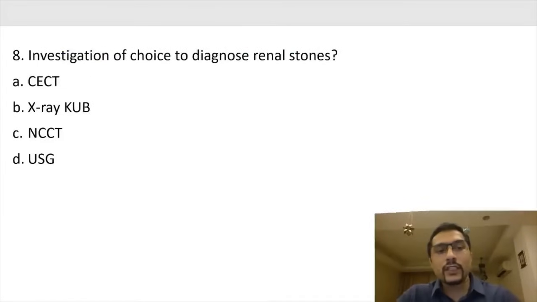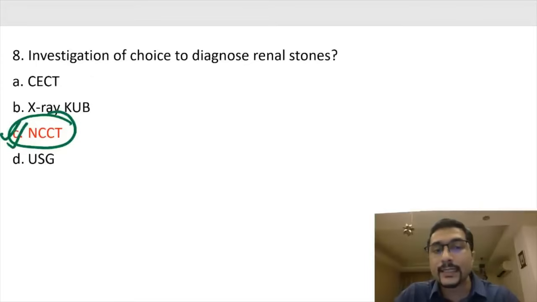Another question is, which is the investigation of choice to diagnose renal stones? Options are CECT, X-ray KUB, NCCT, that is non-contrast CT, and ultrasound. So what do you think is the correct answer? The correct answer is non-contrast CT scan, NCCT.